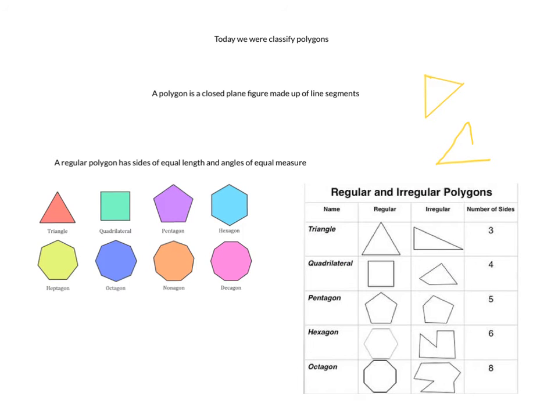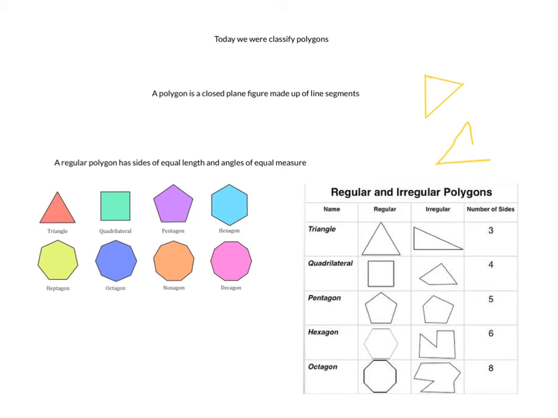So if we look at this chart, we have a column with irregular polygons and the sides are not equal. The angles are not equal. The regular polygon, triangle, has 3 equal sides, 3 equal angles. Here's a quadrilateral that's irregular, pentagon that's irregular, a hexagon that's irregular, and an octagon that's irregular. So we could classify all polygons as either being regular or irregular.